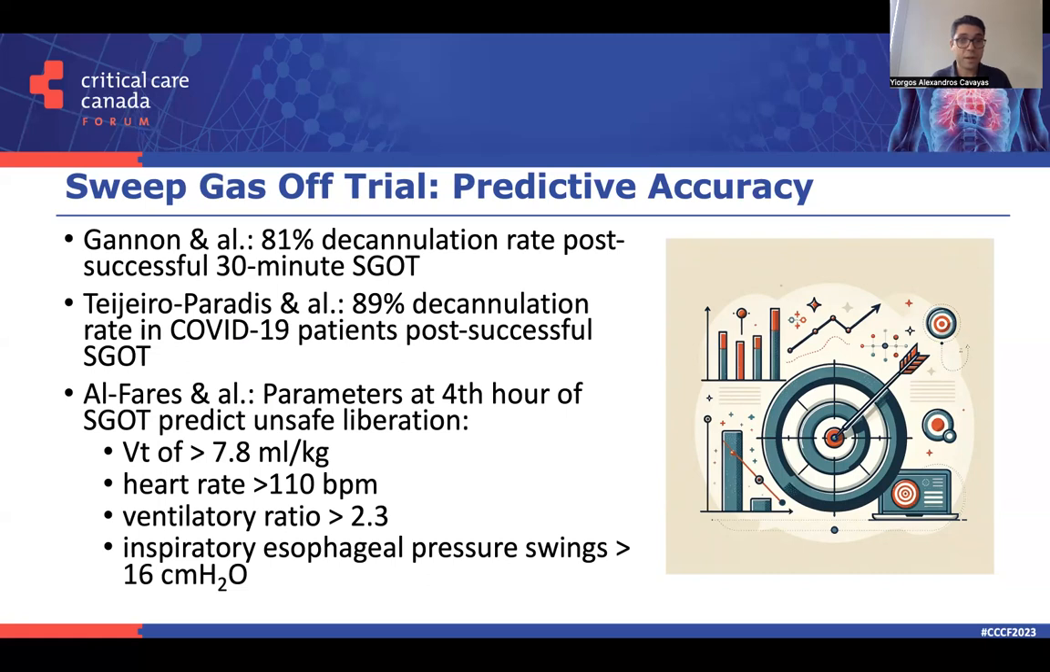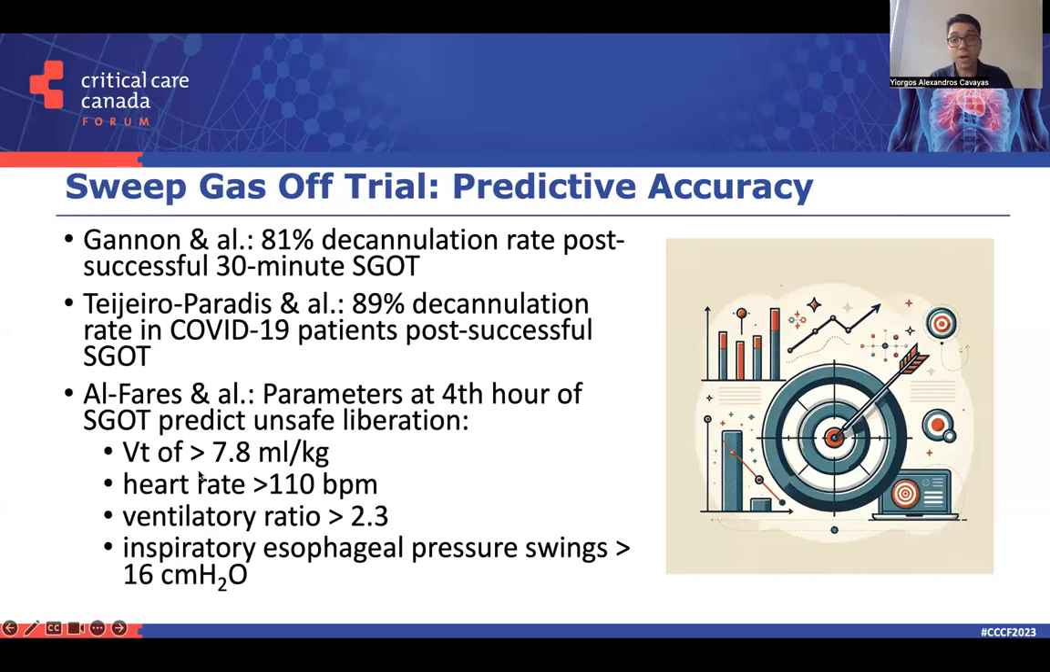Alexandros et al., interestingly, described that parameters at the 4th hour of the SGOT could predict unsafe liberation. So although patients did not develop overt signs of failure, like we saw on the preceding slides, they started developing some signs that could predict that if we went on to liberate them from ECMO, they would then need re-escalation of support, or even to be put back on ECMO.